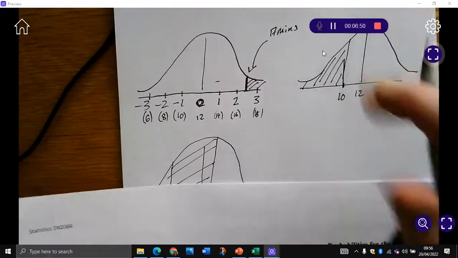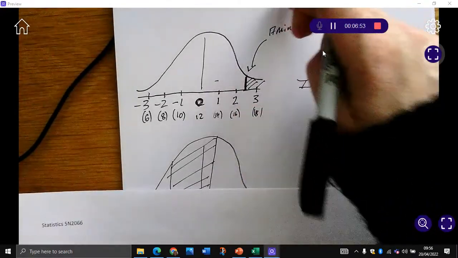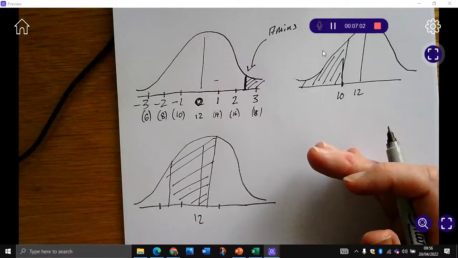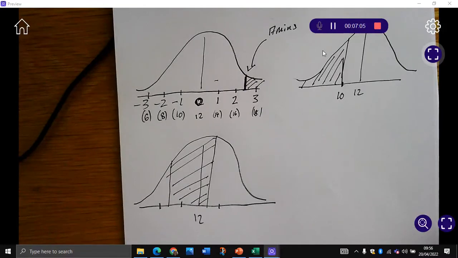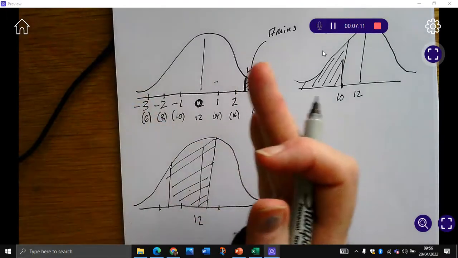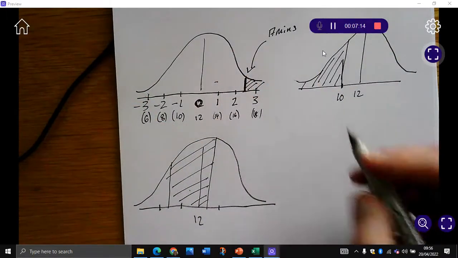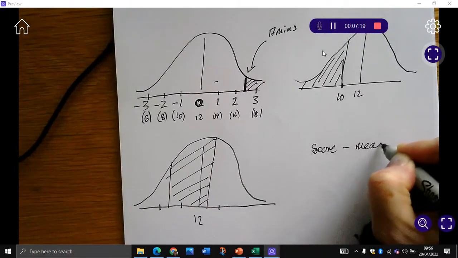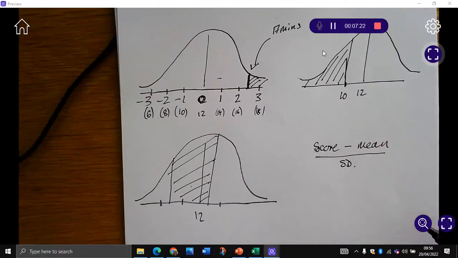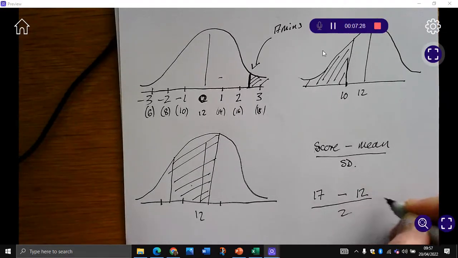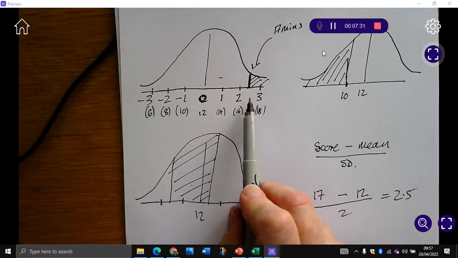So the way you convert these different questions into z-scores to read: a z-score is an expression converting a score into how many standard deviations it is away from the mean. So it's either going to be below or above, and it'll be how many standard deviations. It's very simple. You take the score, you subtract the mean, and you divide by the standard deviation. So we're taking 17, we subtract 12, and we divide by 2, which gives me 2.5. And you can clearly see that's 2.5.